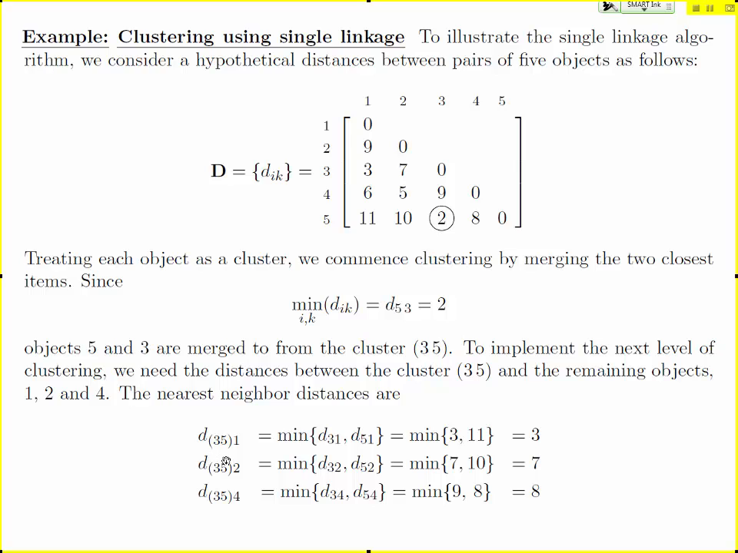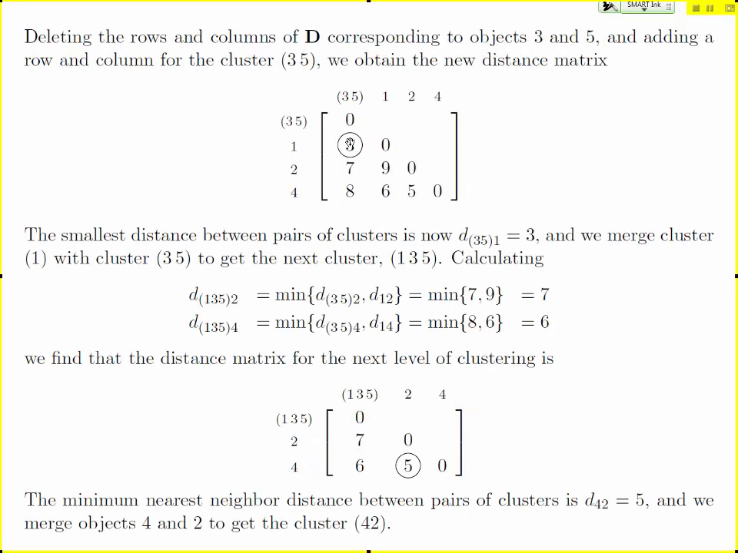The distance between 3, 5 and 1 is the minimum of the pairwise distances. So what's the distance between 3 and 1, and what's the distance between 5 and 1? Take the smaller of the 2 and call that our distance. So this 3, 7, and 8 is what went in the first column of this new distance matrix.